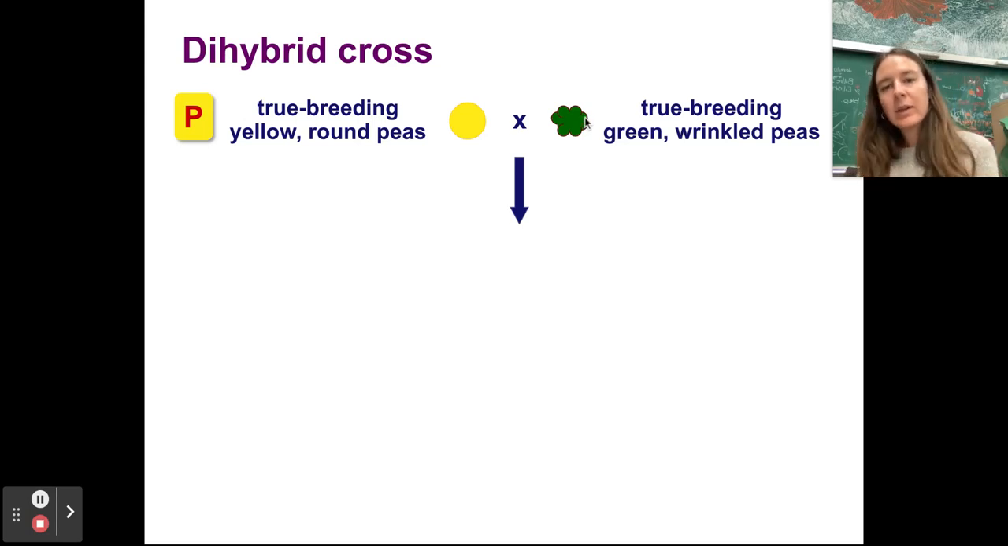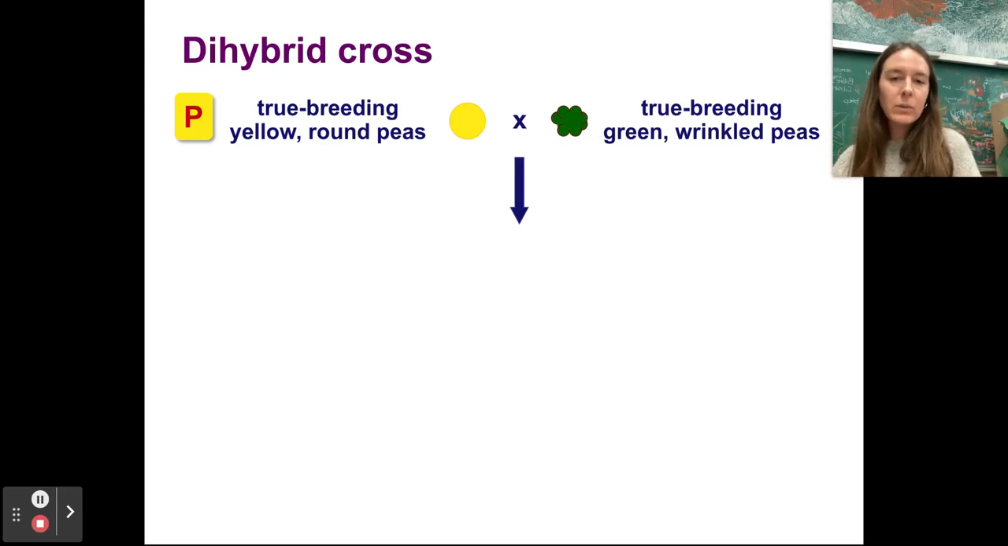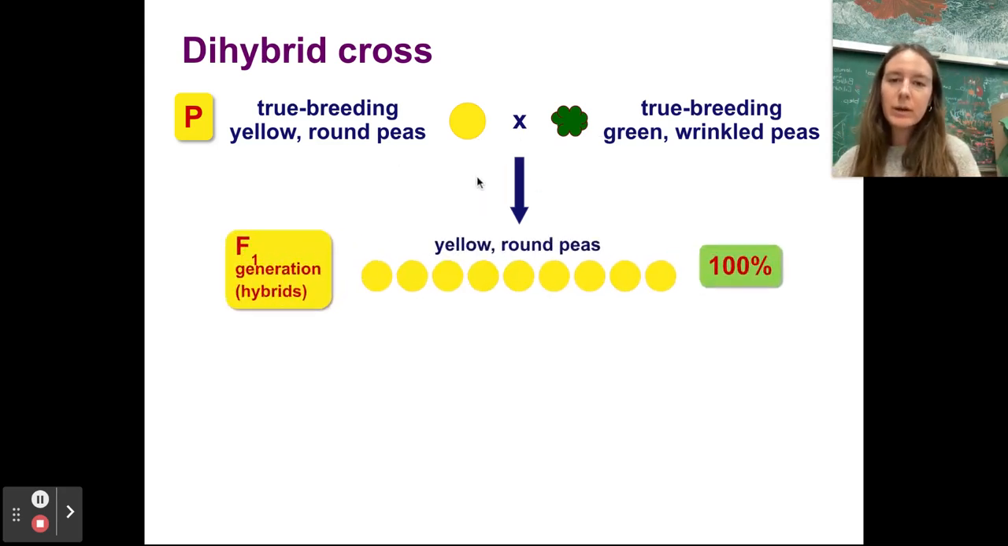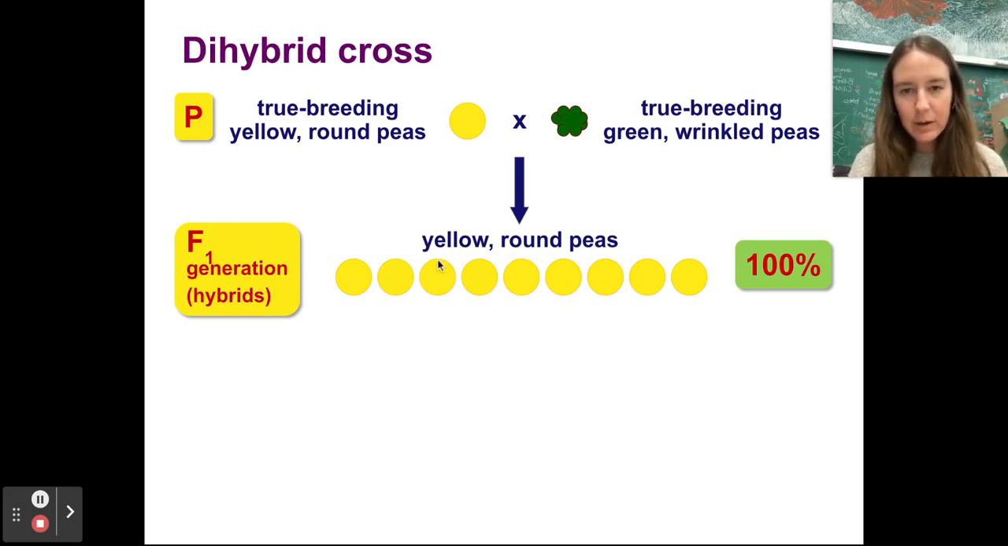Let's make a prediction. If these are pure breeding, well, what are their offspring going to look like? Which of these is dominant, green or yellow, for that trait? And then for the second trait, wrinkled versus round, which one is dominant? So once we cross 2 purebreds, we're going to be able to see. Here's our F1. Here's our hybrid generation. Let's start with color. What color is found in the F1 generation? 100% yellow. What shape is found? 100% round. So what does that tell us about which of the alleles is dominant and recessive? Which one is dominant? Yellow or green? Round or wrinkled? Let's take a look.